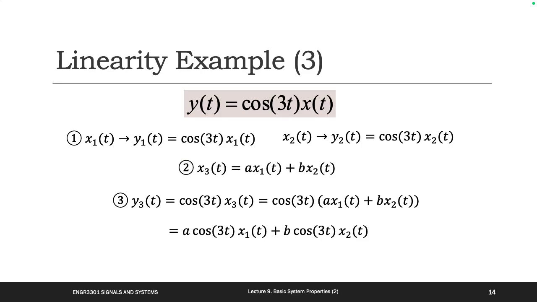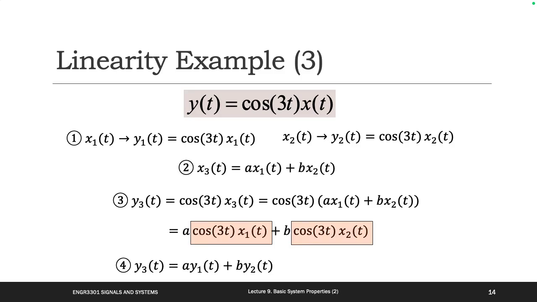Okay, then let's talk about a y1(t) plus b y2(t), which is a cosine 3t x1(t) plus b cosine 3t x2(t), am I right? Yeah, this will equal this one, am I right? Is it equal? Yes, it is. You can see it is, am I right? Yeah, so this one is linear.